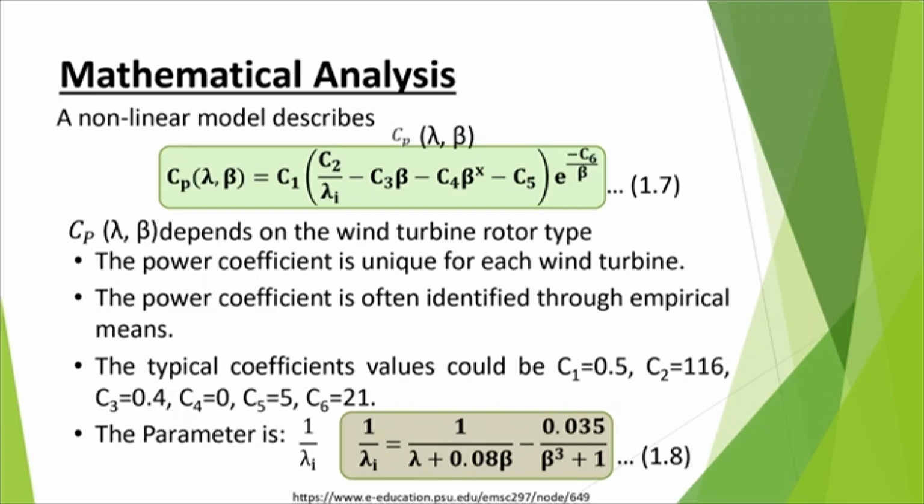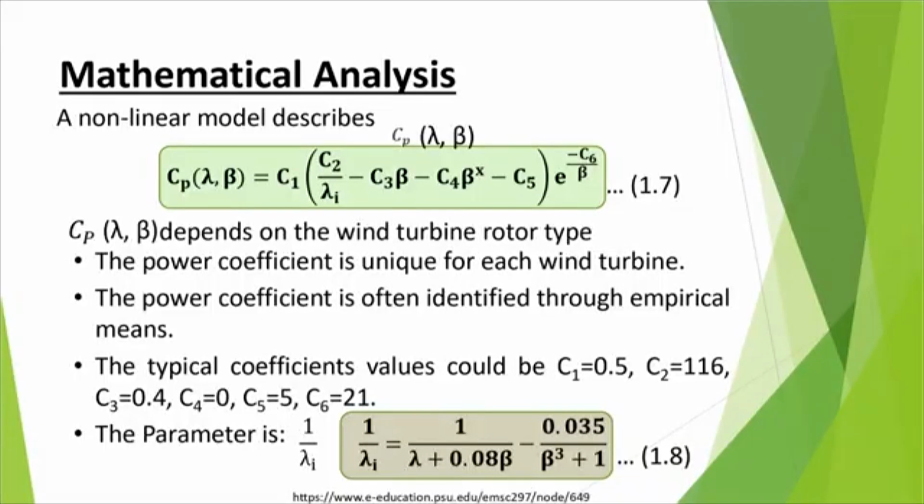Now, Cp(lambda, beta) depends on the wind turbine rotor type. The power coefficient is unique for each wind turbine because the nature of wind, the construction, and the design decide your power coefficient. The power coefficient is often identified through empirical means, so there is no standard formula and it needs to be obtained. The typical coefficient values are 0.5, 116, 0.4, 5, 1, and so on. And the parameter 1 upon lambda i is also given with certain classical relationships.